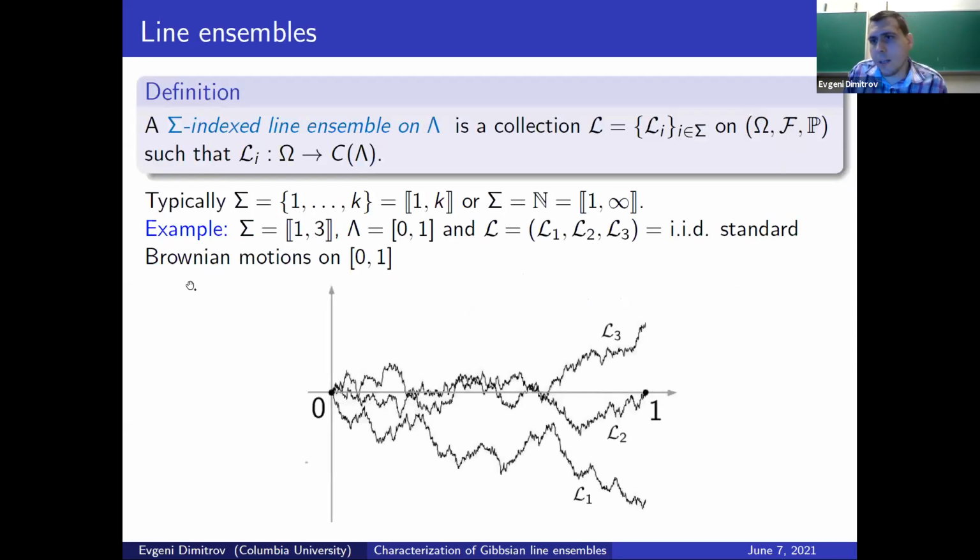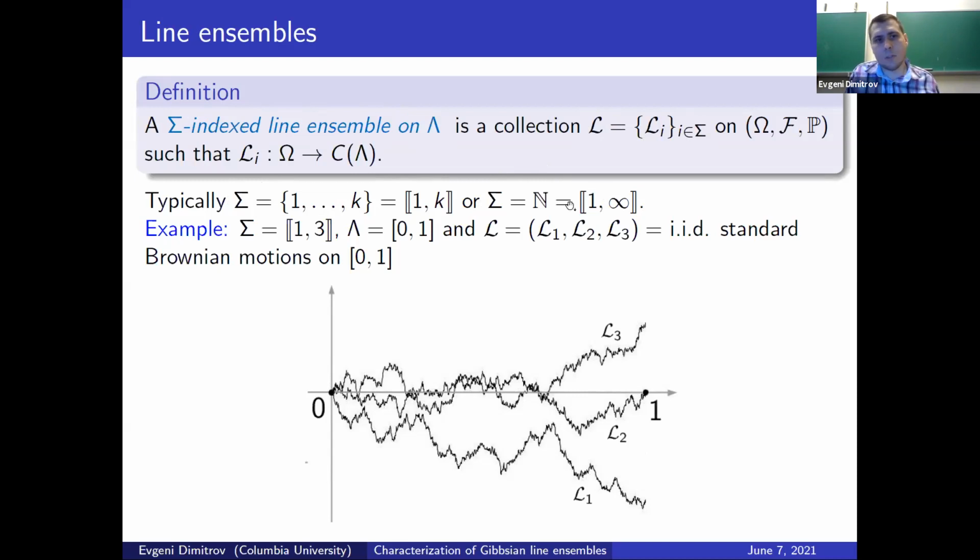So first of all, what is a line ensemble? A Σ-indexed line ensemble on an interval Λ is just a collection of random continuous functions. We denote this collection by this curly L, and it contains random continuous functions denoted by L_i, where i ranges over your index set capital Σ. For the purposes of this talk, capital Σ is going to be a set of consecutive integers starting from 1, which could be either finite or infinite.